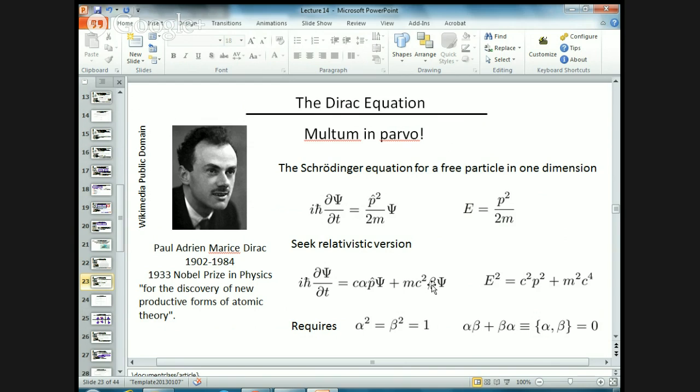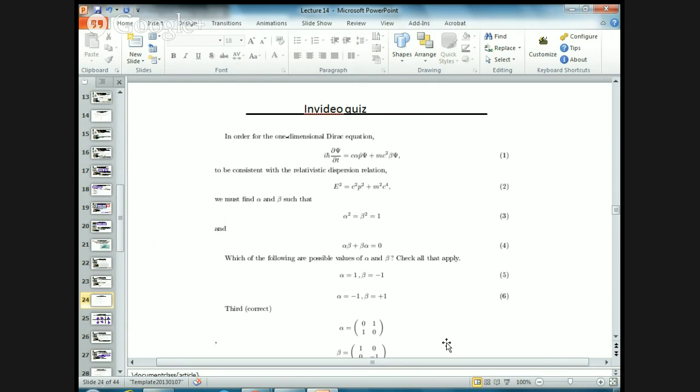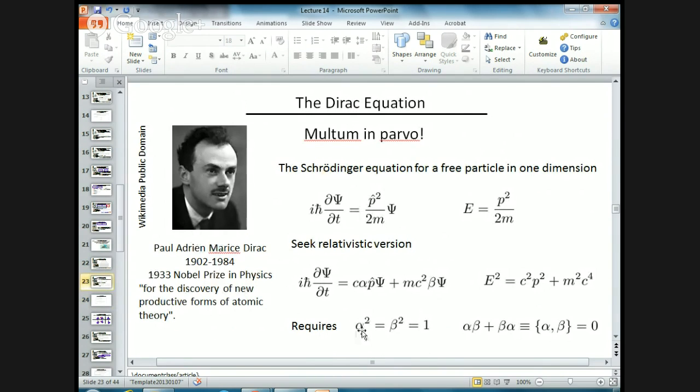And then the cross terms from this contain not a commutator, but an anti-commutator. And so you need this anti-commutator to vanish. And you know what? That's almost all there is to the Dirac equation. It doesn't say what alpha and beta are, because we don't actually know. There's an infinite number of choices. They're all equivalent.